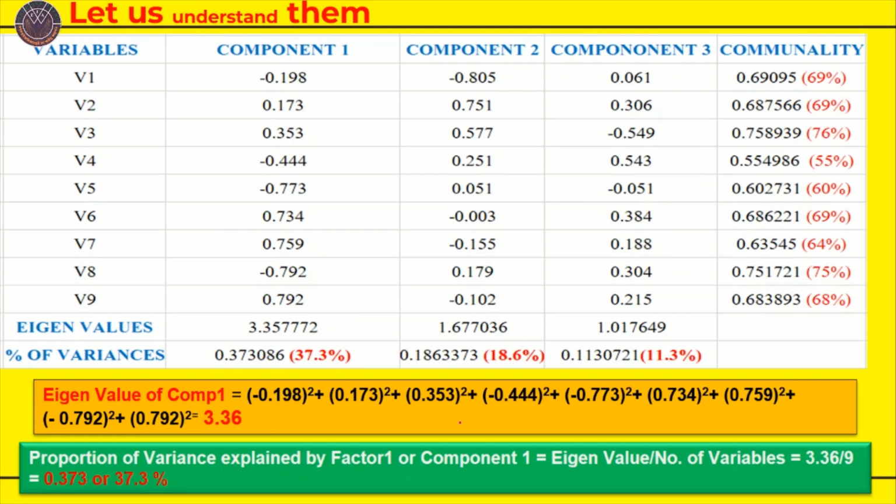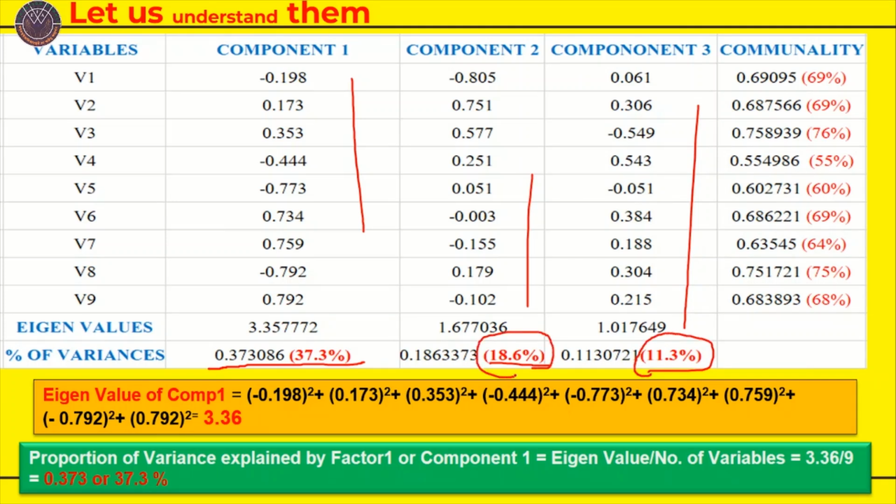You can always understand this position by looking at this particular figure. In this diagram, which I have already explained, component 1 is giving 37.3% variance, component 2 is giving 18.6% variance, and component 3 is giving 11.3% variance. If these 3 are added, you will get a figure around 65 to 70. I think it is quite sufficient to say that we have extracted the factors from this model. We have got the best model; the variance explained by these factors is sufficient. We are successful in extracting the factors.